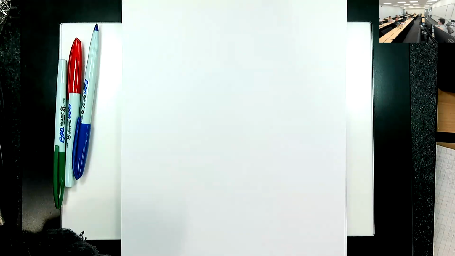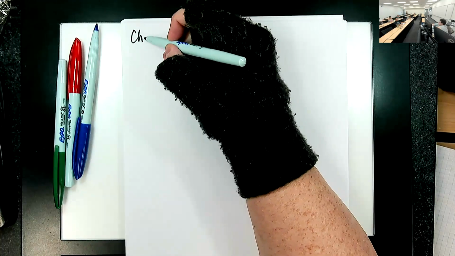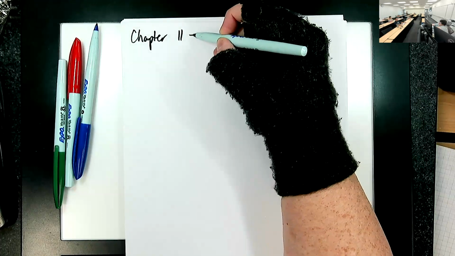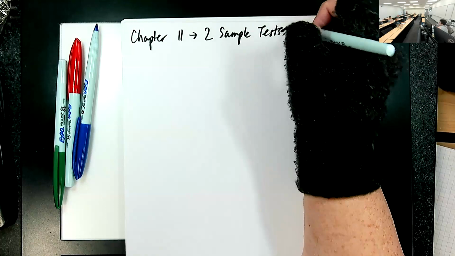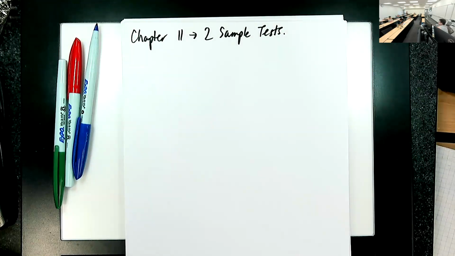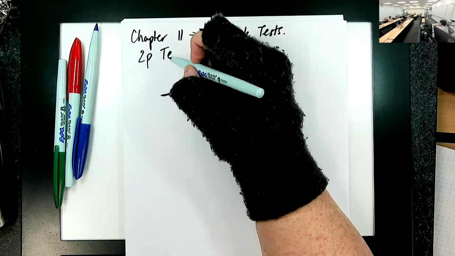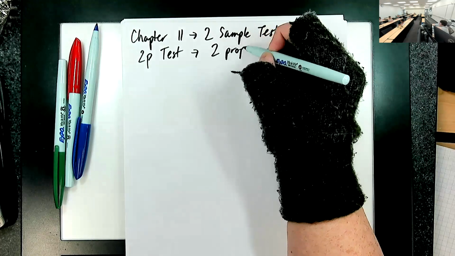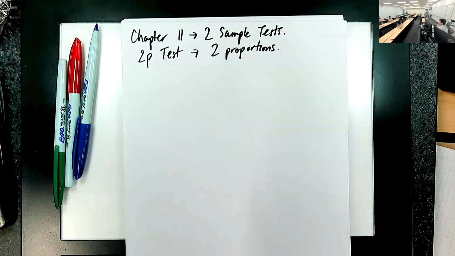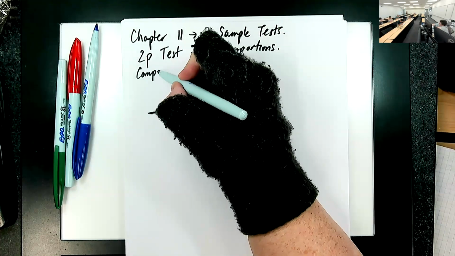All right, chapter 11 is on two sample tests. First one I call my 2P test. This is for two proportions. You've got two different groups and you're comparing the proportions of two different groups.